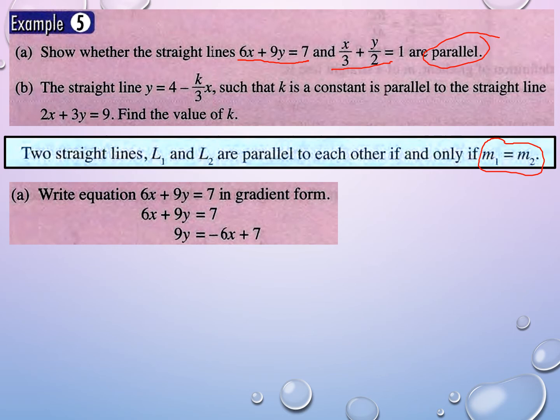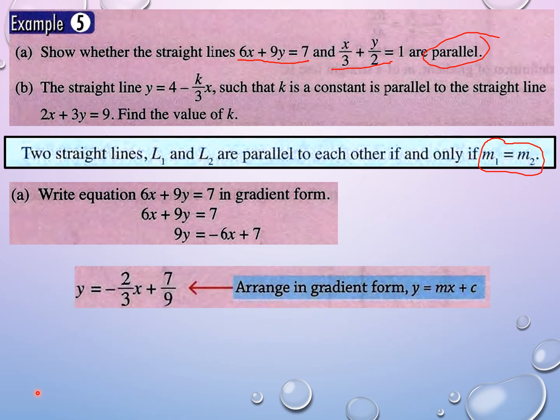So how do we get the gradient from the equation? We have learned this previously. Now this is the line. We have to write the equation into gradient form. So how to change to gradient form? First, put y as the subject. You shift over the positive 6, which becomes -6. After that you divide by 9, making y the subject.